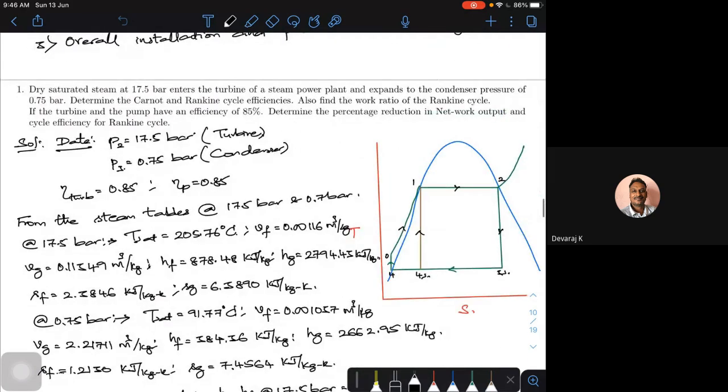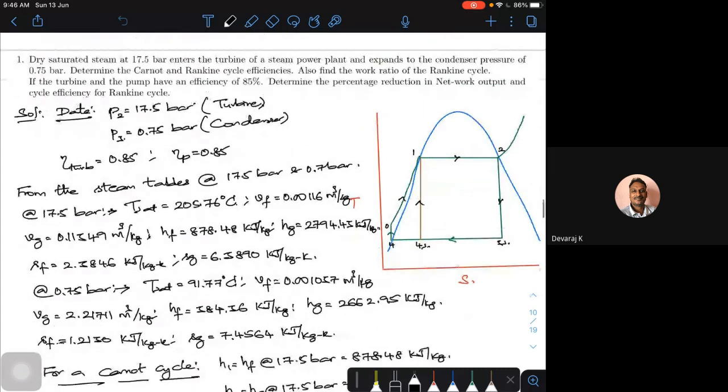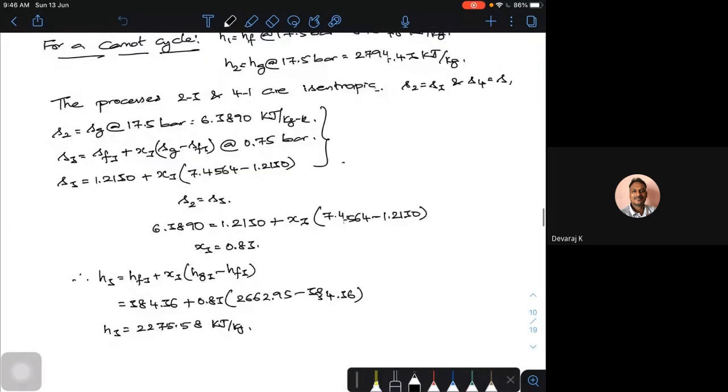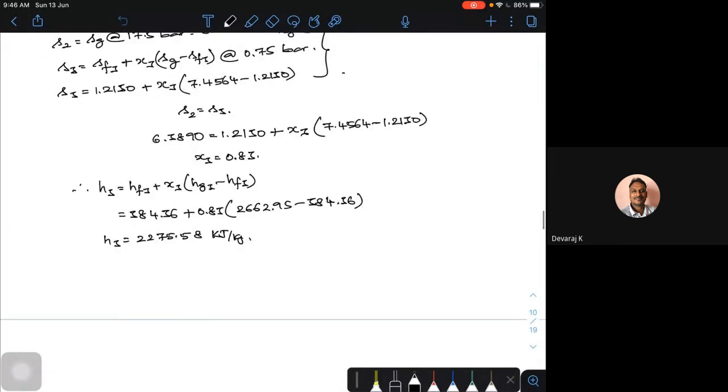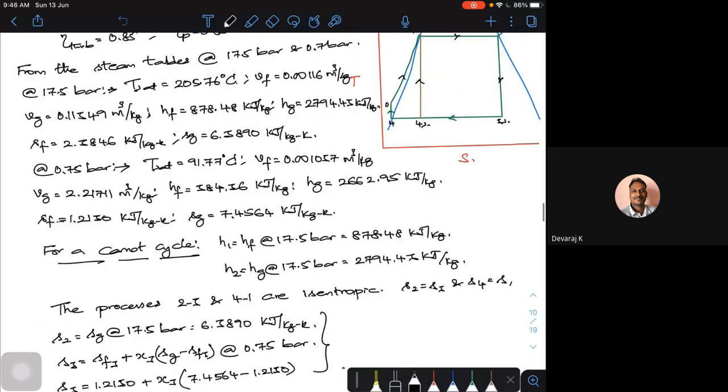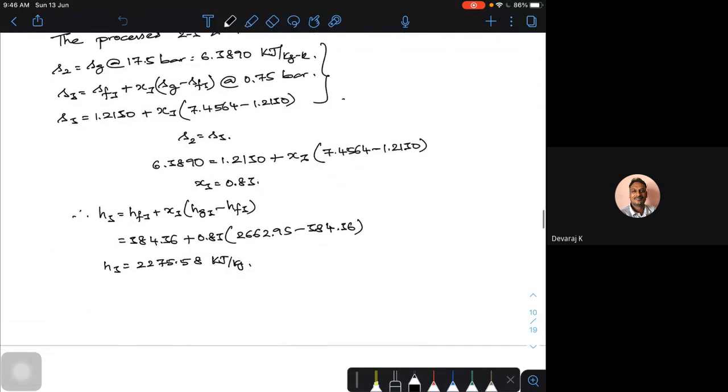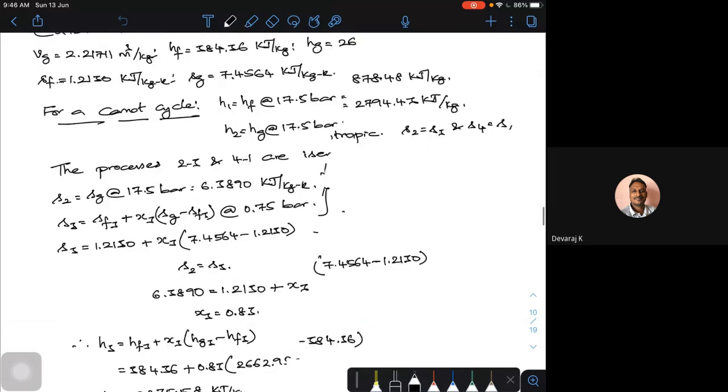Yesterday, we were looking at the first numerical. It was with respect to a problem in which we had the Carnot cycle and the actual Rankine cycle. We are supposed to compare them, and we were at the point where we calculated the enthalpy at point 3, H2 and H3. So H2 we calculated and H3 we calculated. Now let's go back to this.